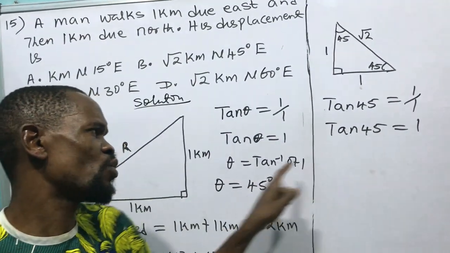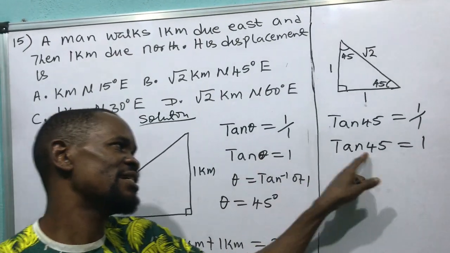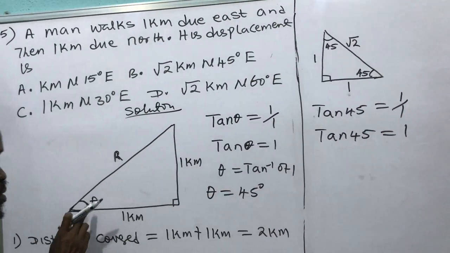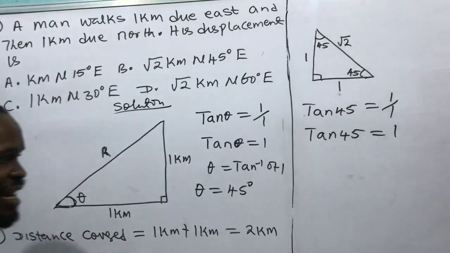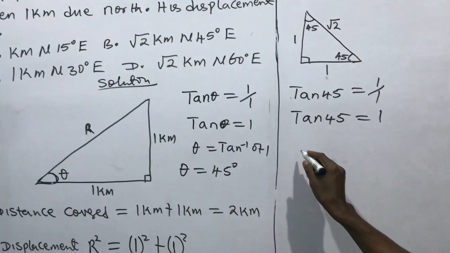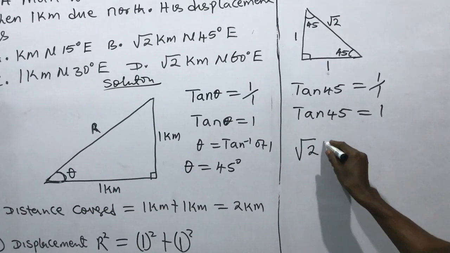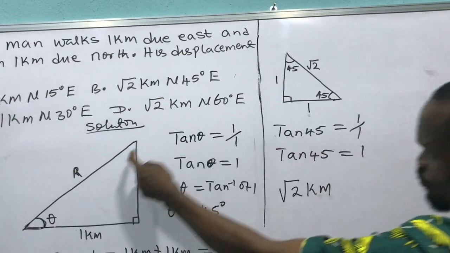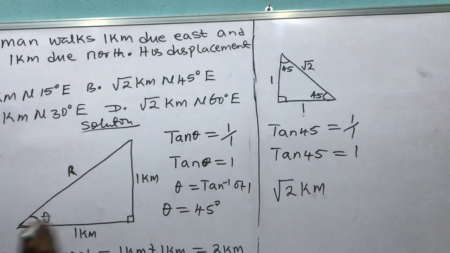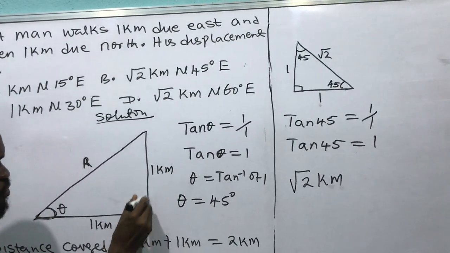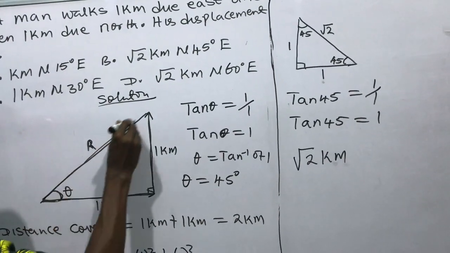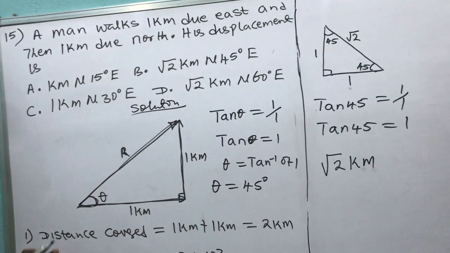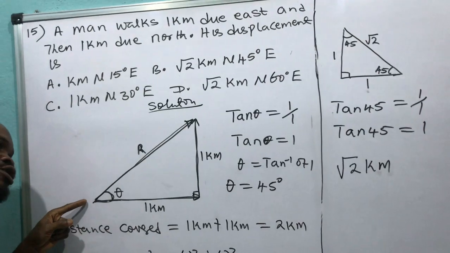Tan 45 is equal to 1, tan theta is equal to 1, meaning that theta is 45. I've seen the angle which the resultant made with the horizontal. My resultant is root 2 kilometers. That's the resultant. Which direction is it moving? This man moved this way, from here to this, and from here to this. And my resultant moved this way to cancel the effect. Meaning that my resultant is moving from north to east.